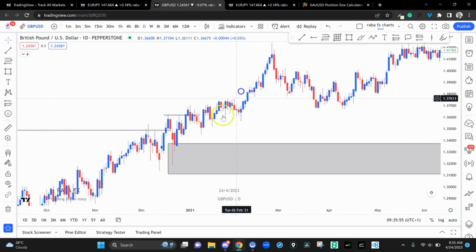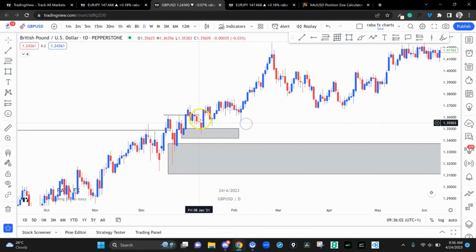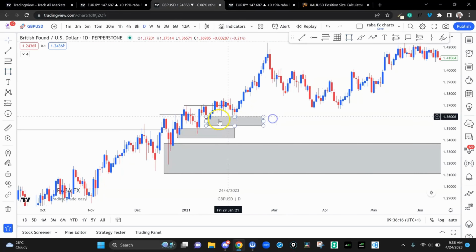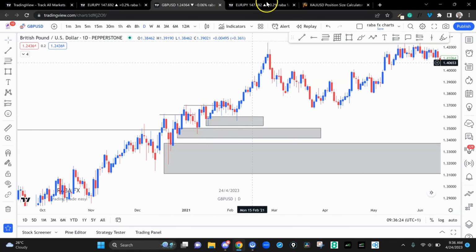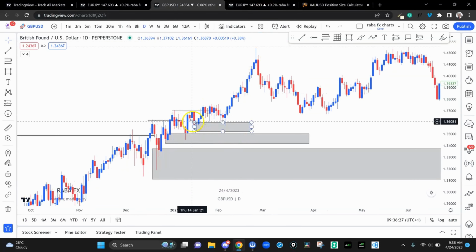We have a small structure here. In this case, the origin is here. The 50% did its job here. The 50% did its job. This is the next origin. We are breaking this level. This is where we have a close above. In this case, price traded back to the 50%, the demand that took out that level. As you can see, price didn't get to the origin. There's no problem.